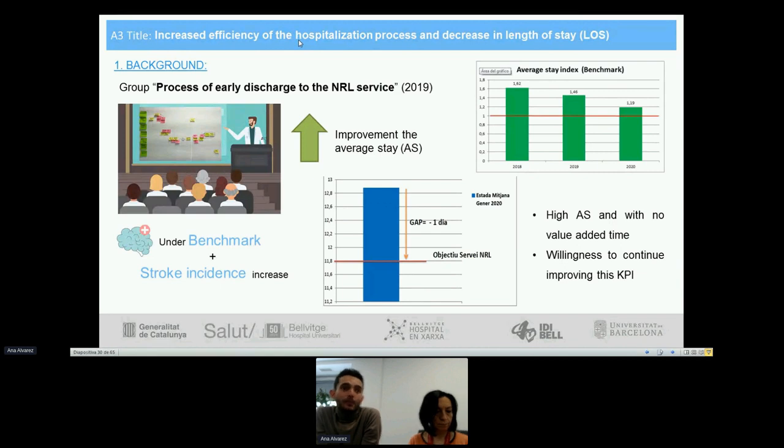created a new need, and this service proposed that we continue with the improvement project and start with different goals. Okay, the service is willing to continue improving these KPIs. We have this important picture where you can see the gap is 1 day with the benchmarking.